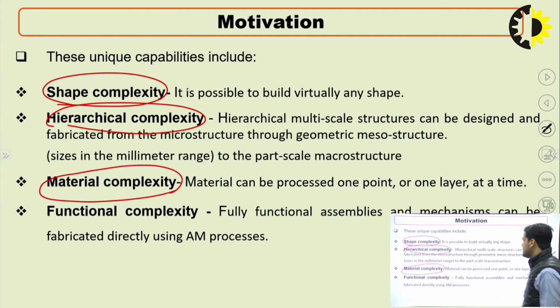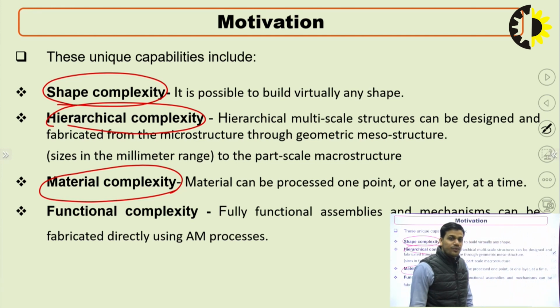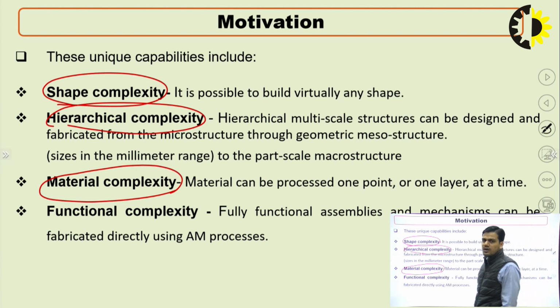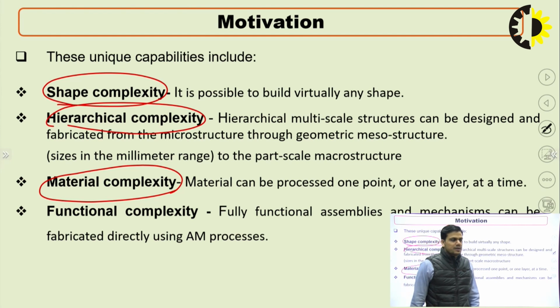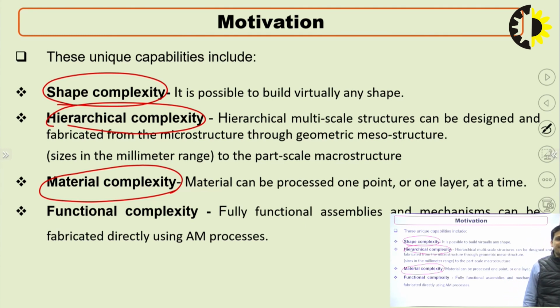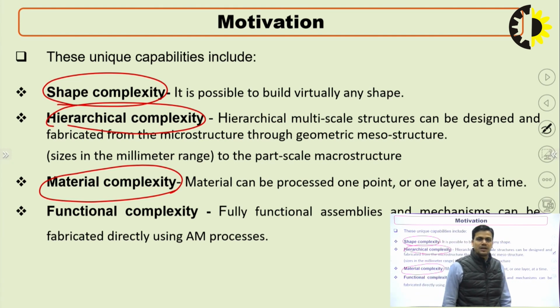Okay, then the third is the material complexity. What is this material complexity? Material can be processed one point or one layer at a time. Okay, so over here the material that you fabricate can be processed at one point or one layer at a time. Okay, means in a single time you can manufacture that particular material. And if we talk about additive manufacturing, you can manufacture almost all types of material. Means we have such a facility in additive manufacturing that you can manufacture polymers, metallic alloys, even ceramics, okay, and composites.